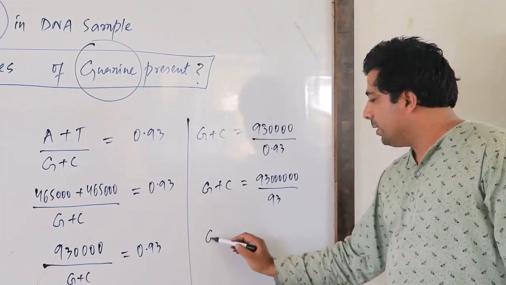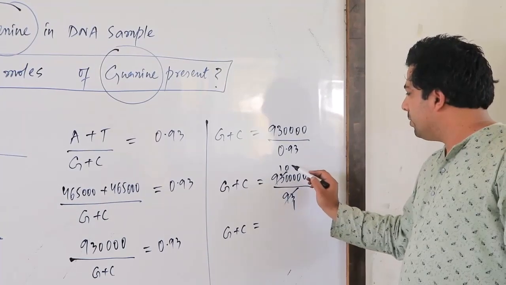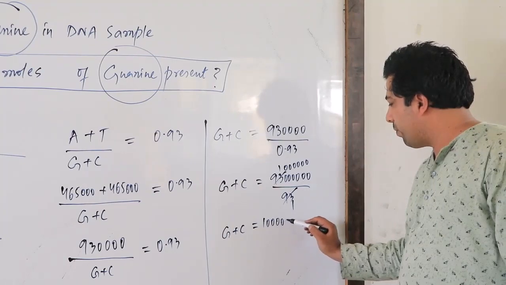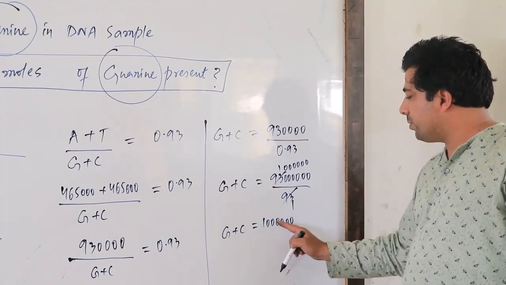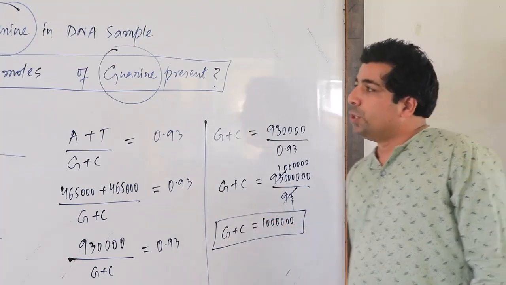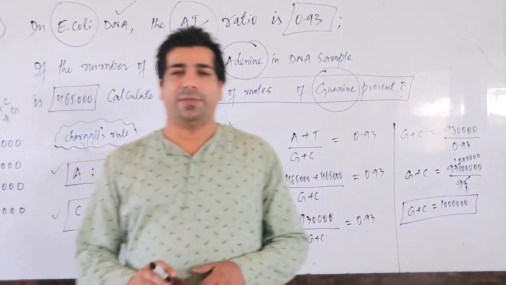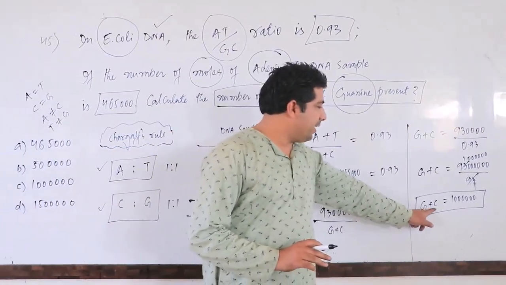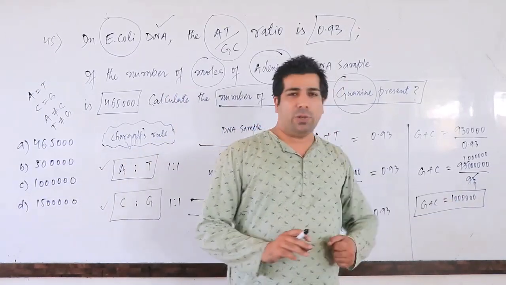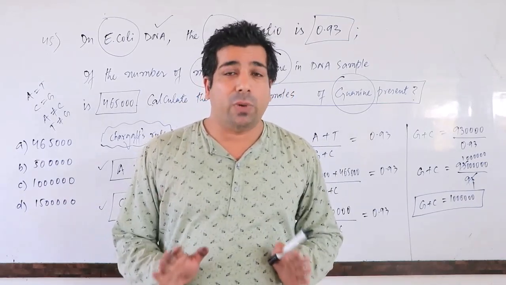So it will become G plus C is equal to, okay, 1, 2, 3, 4, 5, 6 zeros. Ones, tens, 100, 1,000, tens, a lakh, 10 lakh. So G plus C is equal to 10 lakh. And we know that the ratio between G and C is also 1:1. Together, G plus C together are equal to 10 lakh. My dear friends, G plus C together are equal to 10 lakh.